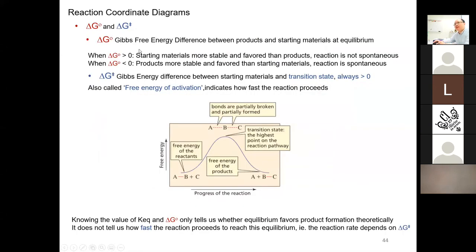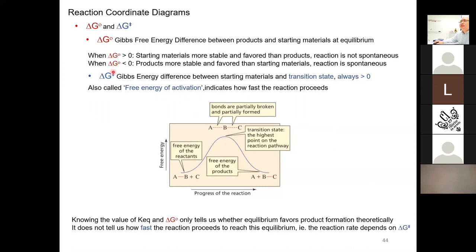So, okay, besides the Gibbs free energy, we are going to make it more complicated. We now have the Gibbs energy difference between the starting material and the transition state. The transition state is the highest point on the reaction pathway, with bonds partially broken, okay? So in this diagram, delta G is the energy difference between here and here, okay?